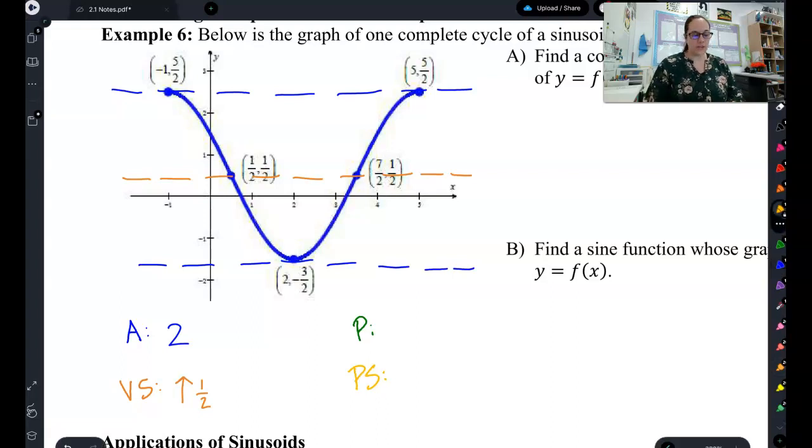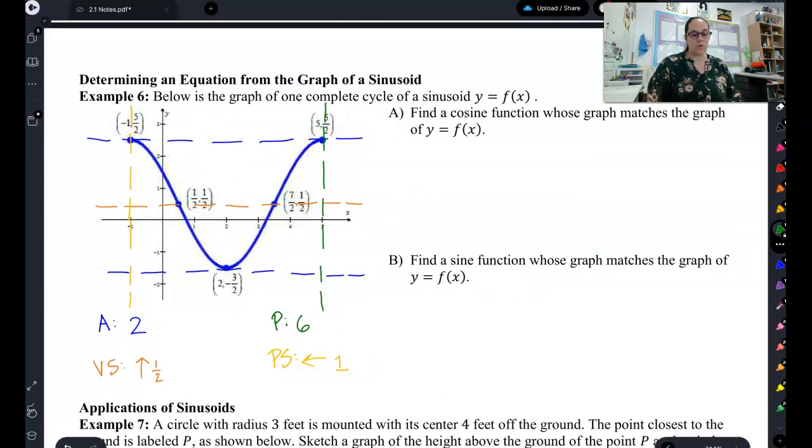Next, let's do our phase shift. Our phase shift is where this starts. So it looks like our phase shift was left 1. Normally we start on the x-axis, now we're starting left 1. And finally our period, which is how long the wave is, looks like this wave goes from -1 up to 5, which makes it 6 long. So let's put all of these into our equation.